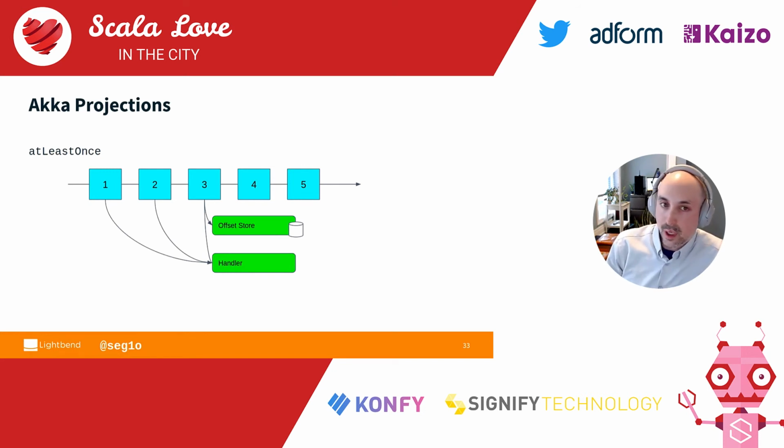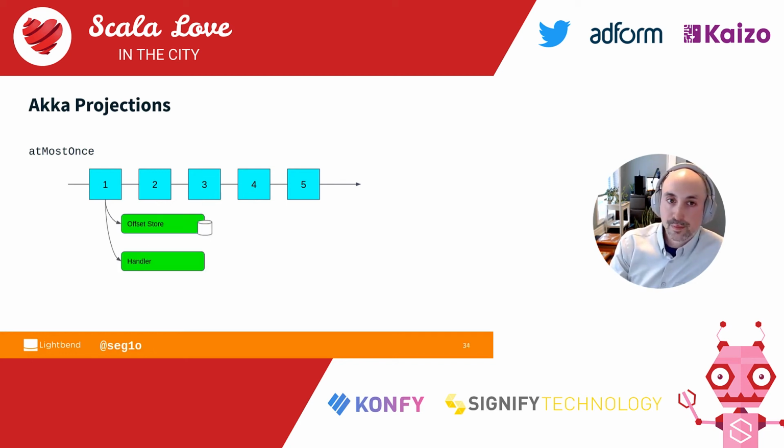But that comes with a cost. As its name implies, the user handler is run once per event, but because the offset isn't stored every event, if we had a failure before the next offset is stored, then there's a possibility of replaying some messages. So that's why it's called at least once, because we'll process messages at least once.